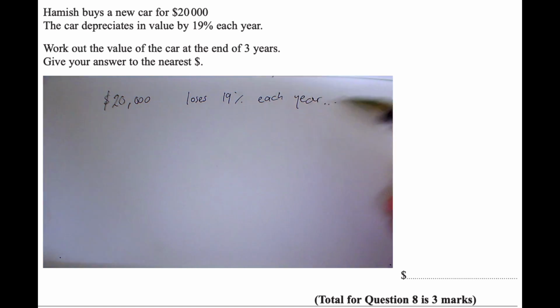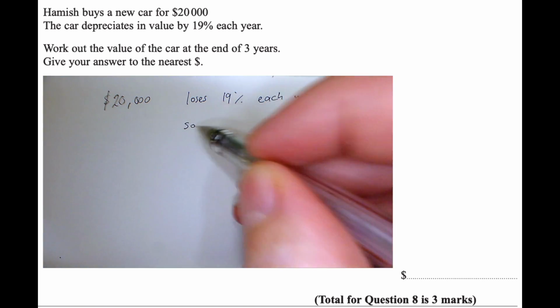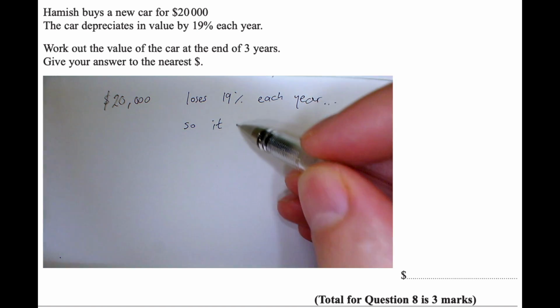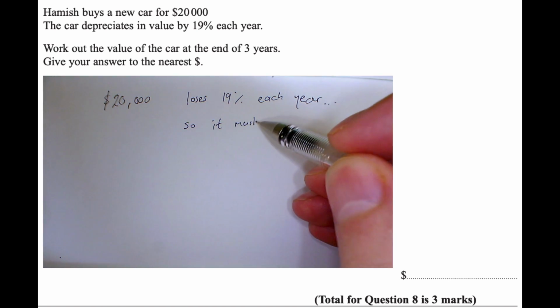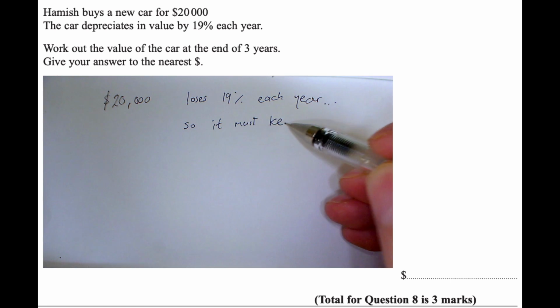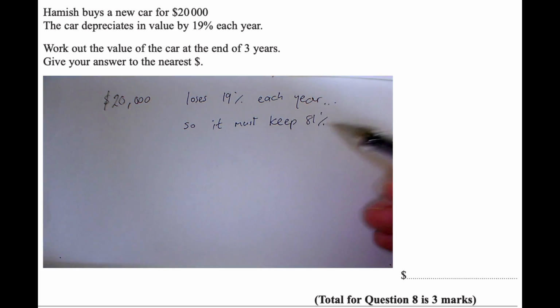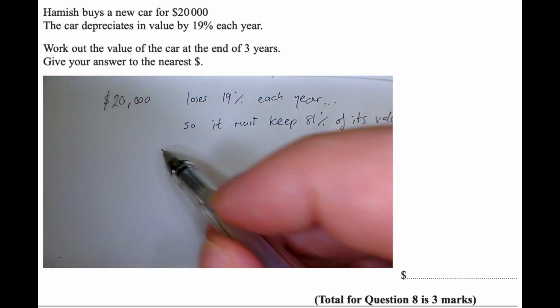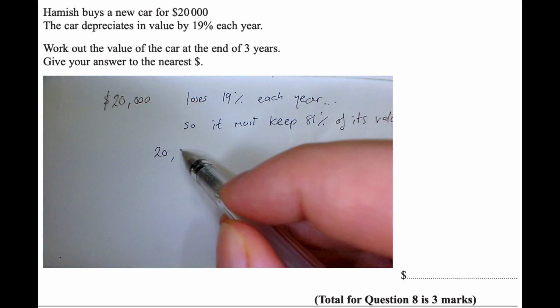But let's think of it from a more positive point of view. That means it's keeping 81% each year. Okay? So if you're losing 19%, you think of it positively that you're actually keeping 81% of the value of this car. And of course we know that 81%, that means 81 out of 100, can also be written as a decimal, which is 0.81.